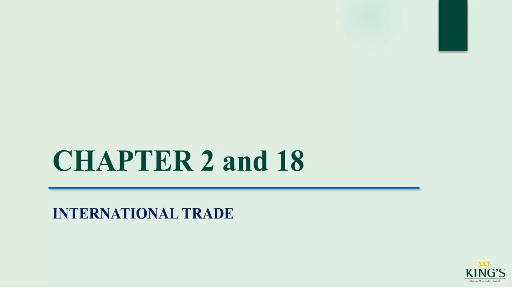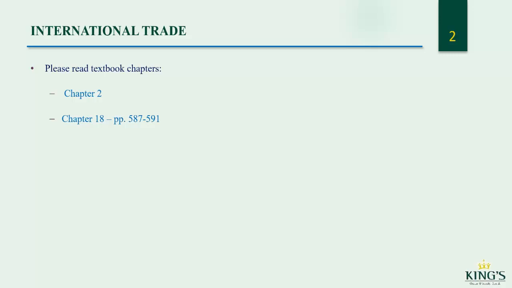Let's get started. We're going to cover international trade. So we're going to be using stuff from chapter 2 and 18. You just need to know what the topics are that I'm covering in the actual lecture slides. So we're basically just going to look at comparative and absolute advantage, and we'll do an example of how you can get gains from trade, and we'll look at the effect it would have on the production possibilities curves. In terms of coverage, we're going to be covering chapter 2 and also a small portion of chapter 18. Just focus on pages 587 to 591.